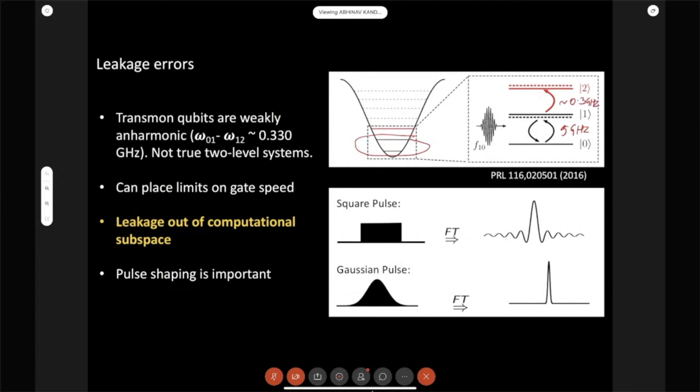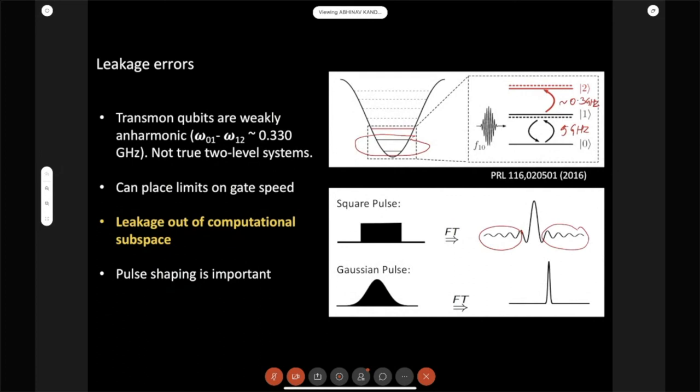And this can place a limit on your gate speed. Why is that? If you had a square pulse like this, if you look at the Fourier transform of the square pulse, you're going to have all these different frequency components in there, which means that although you intended to drive just the 0-1, you also end up exciting the 1-2. And this means you're leaking out of your computational space, which is something that you definitely don't want. You want to be operating only in the 0-1 computational space.